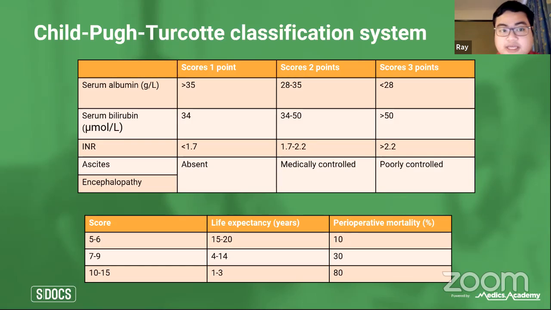All right, and so obviously, the more points the patient scores on the scale, the more serious the extent of the disease. Okay, and as indicated in the table below, when the patient scores 5 or 6, they have a higher life expectancy of 15 to 20 years. But when the patient has a score of 10 to 15, then life expectancy would be 1 to 3 years. Okay, and considering perioperative mortality, it would increase from 10% to 80%, depending on the severity of disease. So personally, I don't think you need to memorize this classification system, but I think this is just something to be aware of when you're talking about cirrhosis and the extent of the disease.